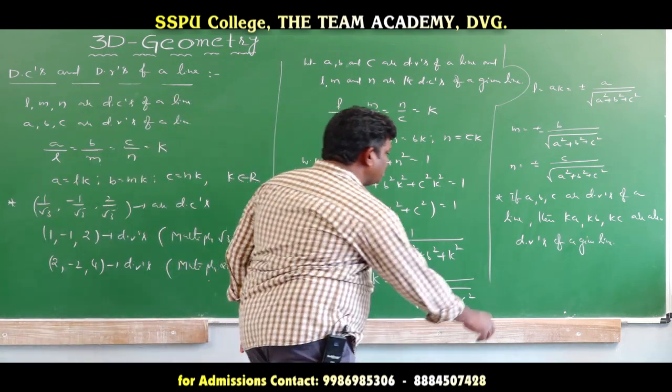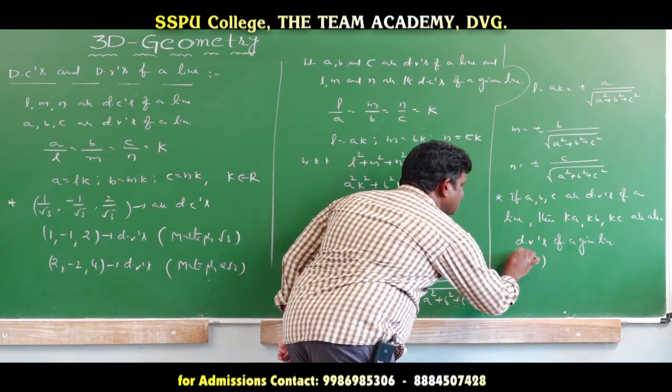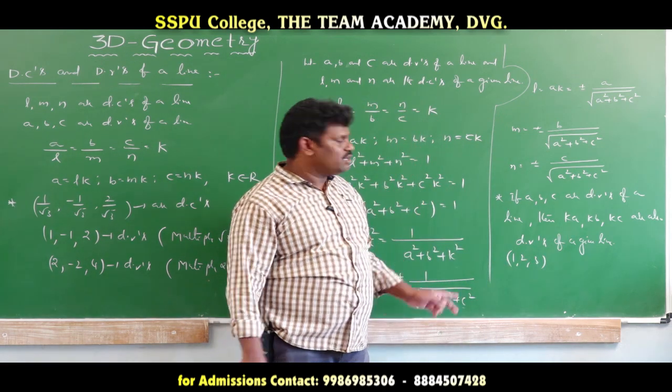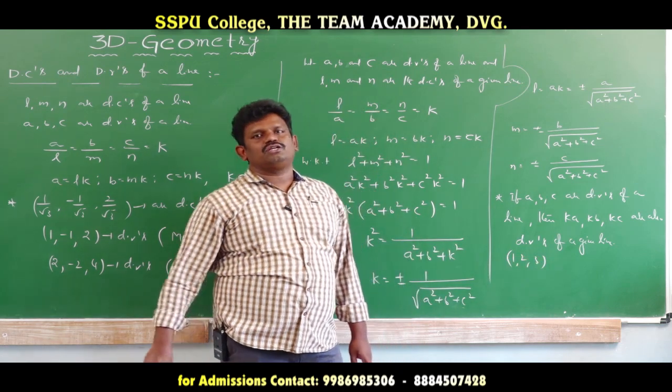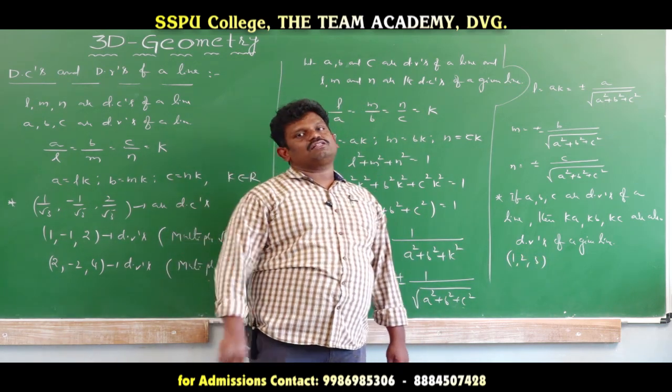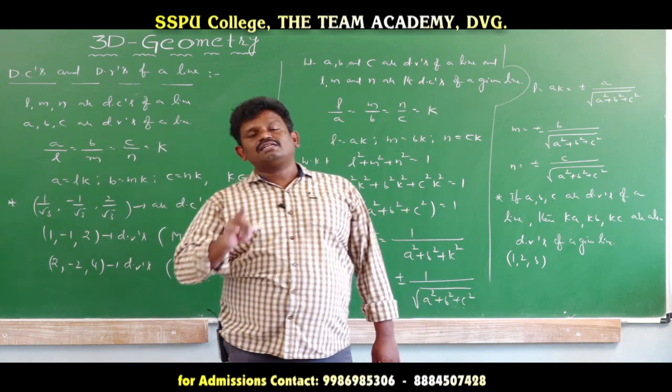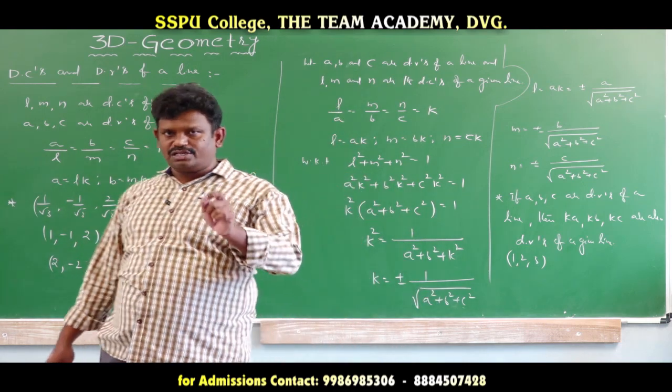For example, if you take 1 comma 2 comma 3 as direction ratios of a given line, now multiplying with a common value, suppose 2, 4, 6, that is also direction ratios. 3, 6, 9, that is also direction ratios. So that's why one directed line has an infinite number of direction ratios.